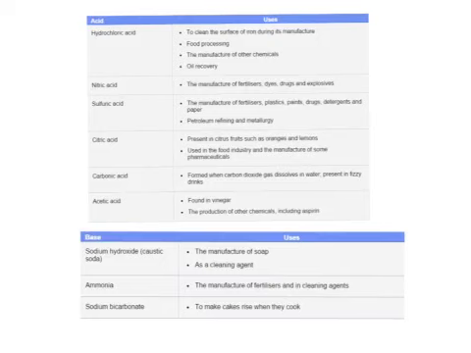Citric acid, it's what one might call a natural acid, I suppose. Citric acid is in citrus fruit, in oranges and lemons, but it's also used in the food industry and the manufacturing of some pharmaceuticals when it's at high enough concentration. Carbonic acid: whenever you dissolve carbon dioxide in water, so in a fizzy drink like Coca-Cola or something, that's what's formed, carbonic acid.